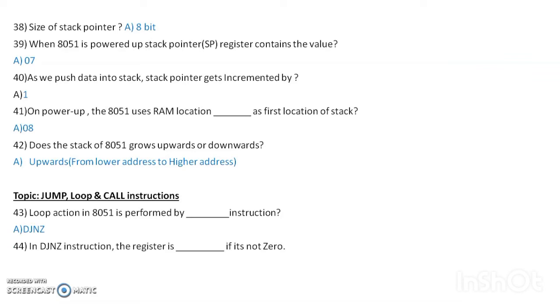Bit number 44. In DJNZ instruction, the register is dash if it is not 0. Basically here, it's decremented. Bit number 45. In dash instruction, the content of accumulator is checked. It will be the JZ instruction, which means jump if A is equal to 0. This bit is very important because if this instruction wants to jump to any target location, it will first check the status of accumulator. Only if accumulator is 0 will it jump.